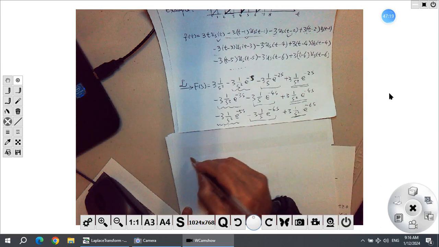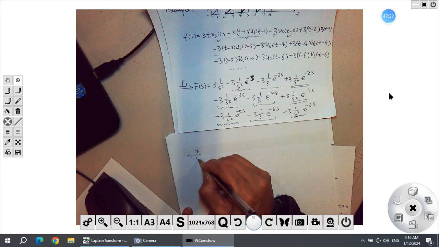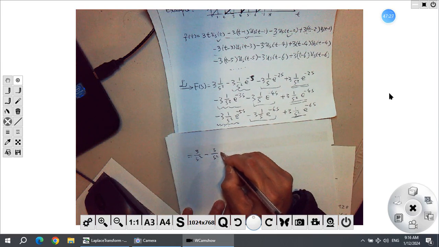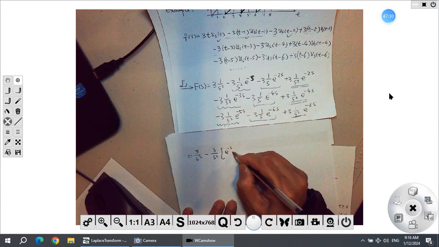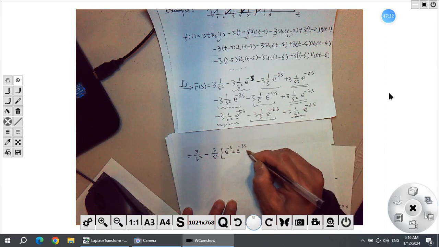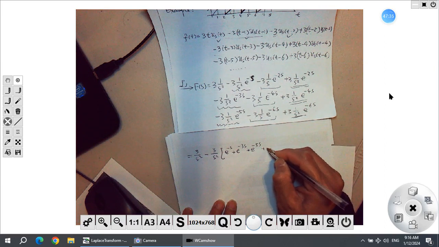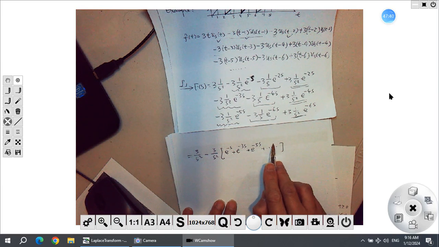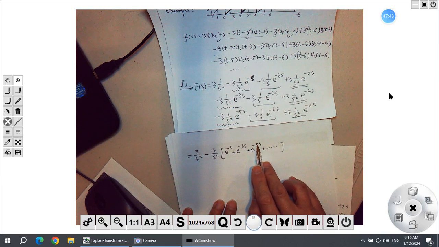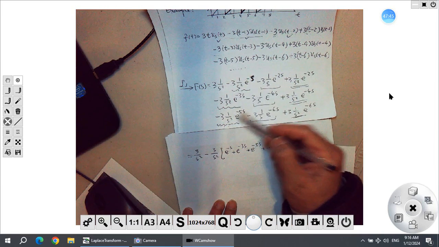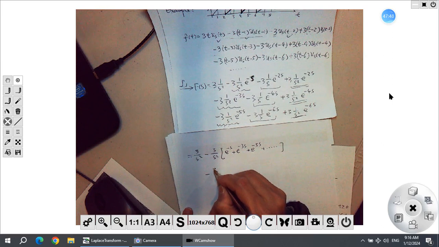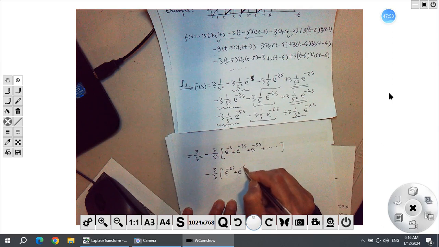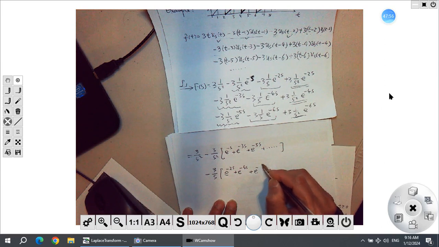Okay, so let's write it this way. 3 over s squared, the first term. And the second term is minus 3 over s squared, and inside is e to the negative s plus e to the negative 3s plus e to the negative 5s plus, and so on. So the power will be 1, 3, 5, then 7, 9, 11, all odd powers. Is this column. And this one, minus 3 over s. Here is e to the negative 2s plus e to the negative 4s plus e to the negative 6s plus, and so on.